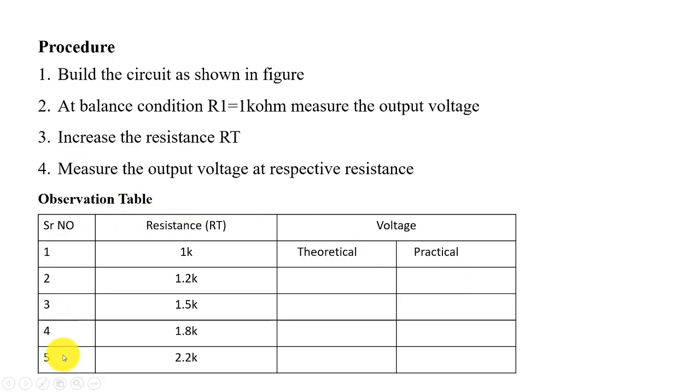So I have taken 5 values of RT. First is 1K, and then second 1.2, 1.5, 1.8 and 2.2. For all these values you need to calculate the theoretical value and also the practical values. So first find out the theoretical value using the equations, and then we can obtain the practical values with the simulation, and then we can cross check the results. So we'll directly shift to the simulation part.